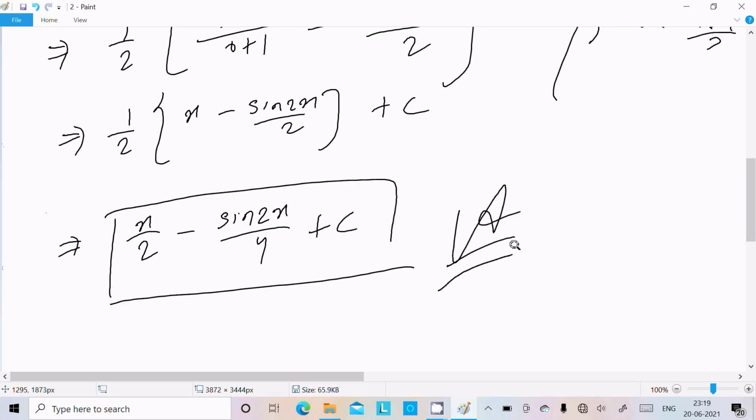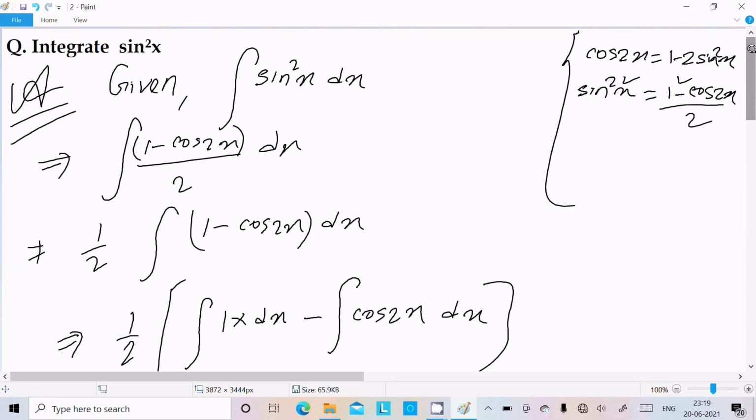One time going to repeat. Write the given sin square x. We have the formula cos 2x equal to 1 minus 2 sin square x. You should at least remember this formula. After that here sin square x we can write 1 minus cos 2x divided by 2.